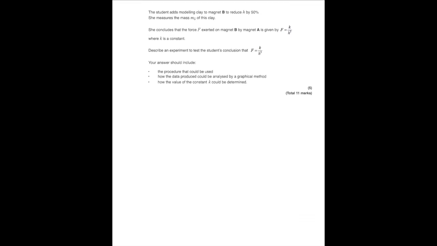And then lastly, you were asked to describe how they could make an experiment to test her hypothesis that the force exerted on the magnet B by magnet A was inversely proportional to the height cubed. There are a couple of ways of achieving marks here, some to do with procedure, some to do with how you analyse it, and some to do with how you actually find the value for K. Those are the 3 bullet points that are down there.